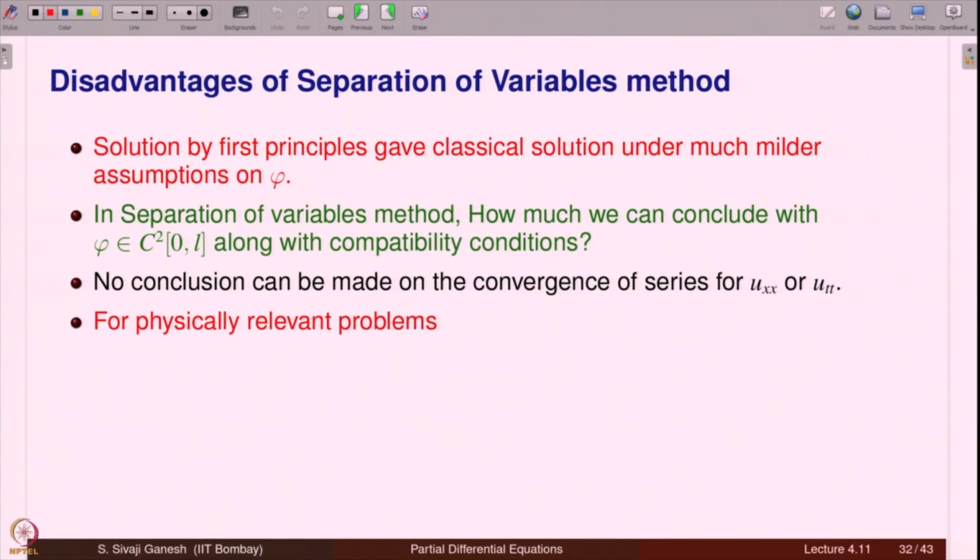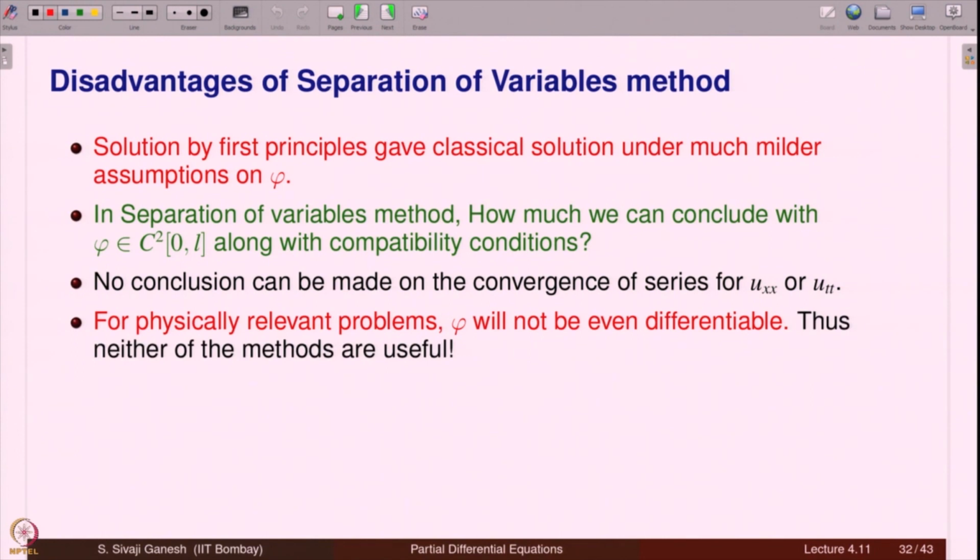So for physically relevant problems, phi will not be even differentiable. Phi will typically be a piecewise linear function which is continuous. So therefore none of these two results are really applicable. So we do not have to really worry that the separation of variables method required much more smoothness. Finally, both of them are useless as far as classical solutions are concerned.